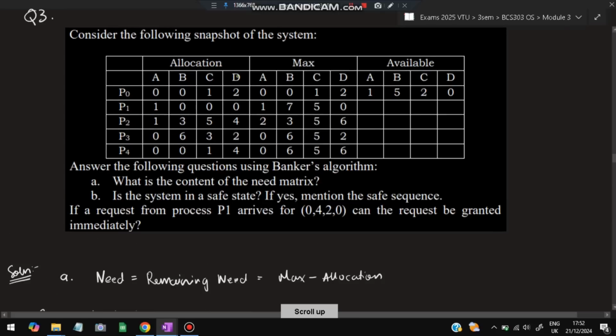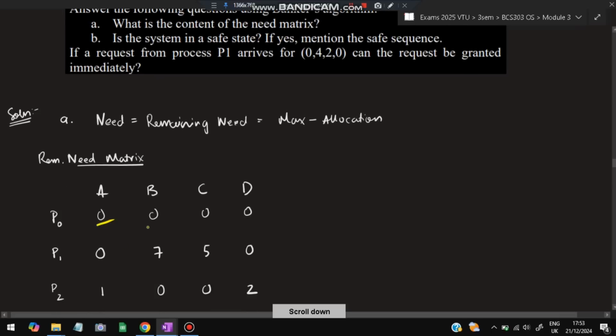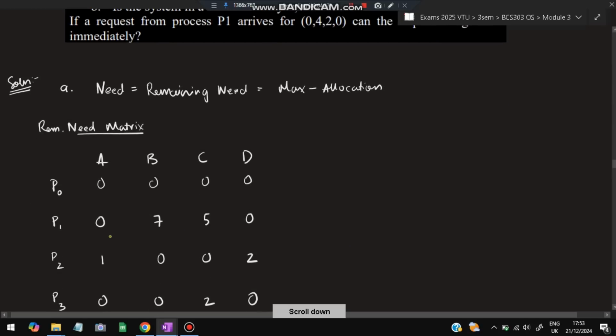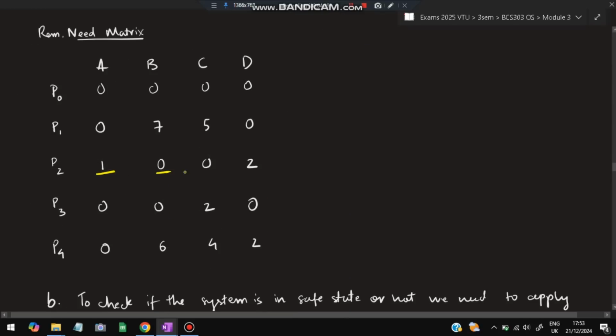So what we do is this minus this, this minus this, this minus this. When we subtract these four values we'll get 0 0 0 0, because whatever is required, it already has. That means the remaining need is 0. Second one, P1: 1 and 1, it's already fulfilled. 0 and 7, so it will become 7. 0 and 5, it will become 5. 0 and 0, it will become 0. So 0 7 5 0. Like that we'll keep on subtracting max minus allocation for each of these, and we'll get these values. This is called the remaining need matrix.